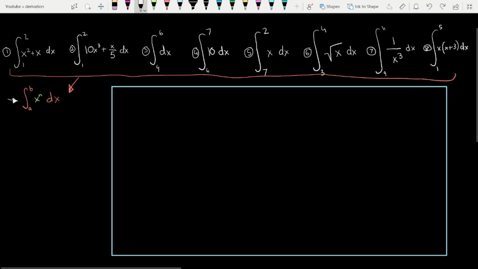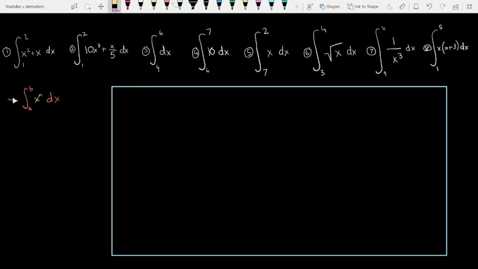Okay, so let's introduce you guys to some integral properties. Now, if you look at the first integral, it's 1, 2, and then it's x squared plus x dx. I want you guys to know that whenever you have pluses or minuses in your integrals, then you can split the integrals. You can split the integrals. So that's what we're going to do over here.